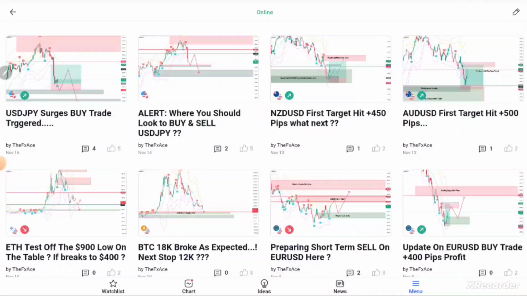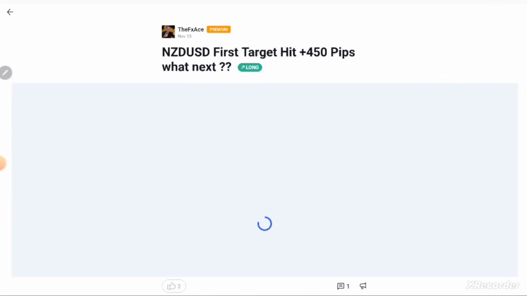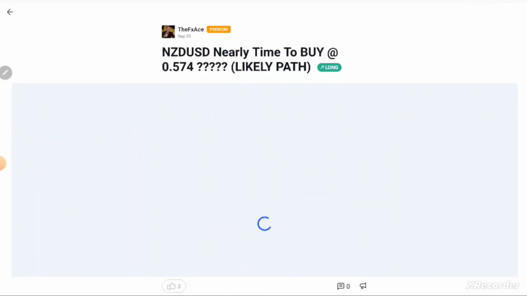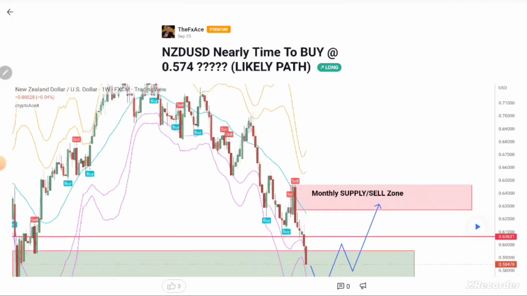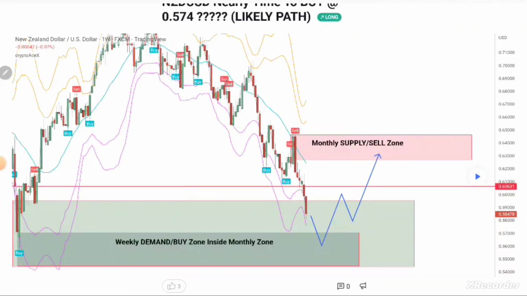Okay, another trade on the XAUUSD. This trade is up nearly 700 pips from the initial idea. If we go to it here, this was posted on September 23rd. Okay, long-term trade setup.